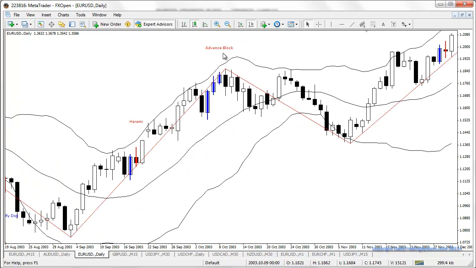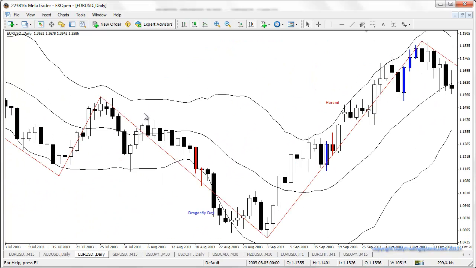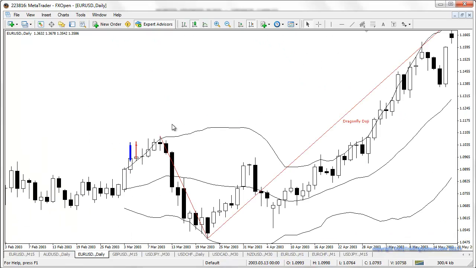There's another advanced block as well, which is the bullish advanced block, which is basically the opposite, when they come in at downtrends.